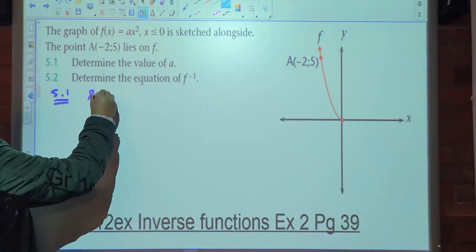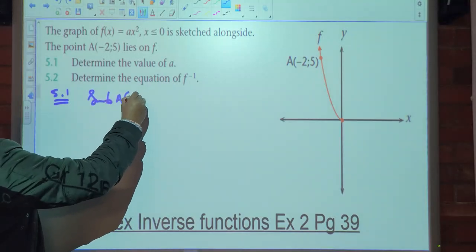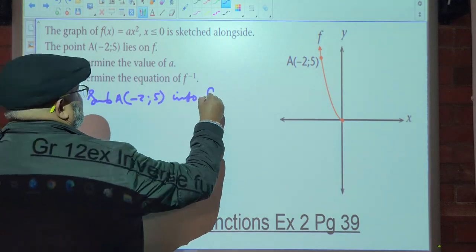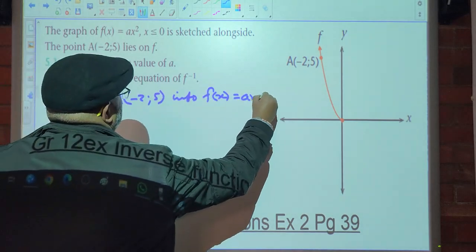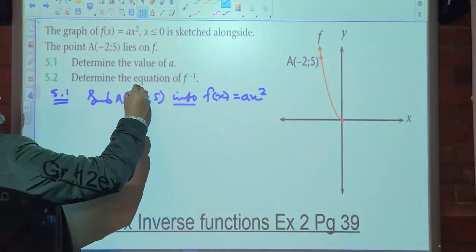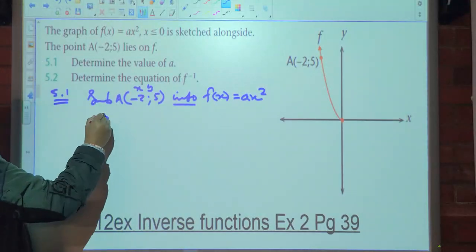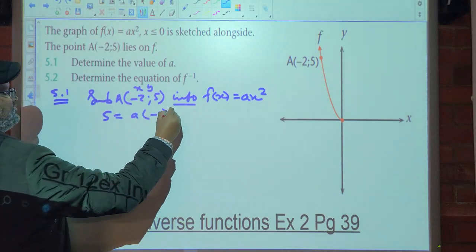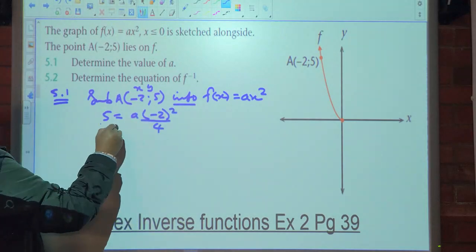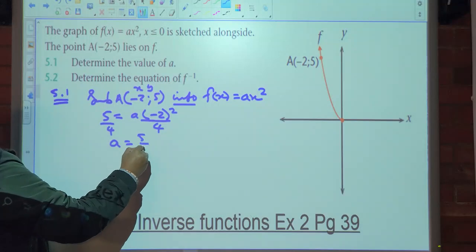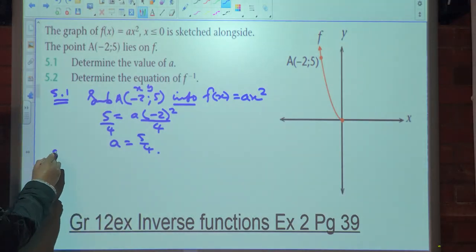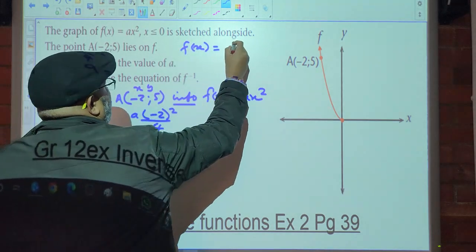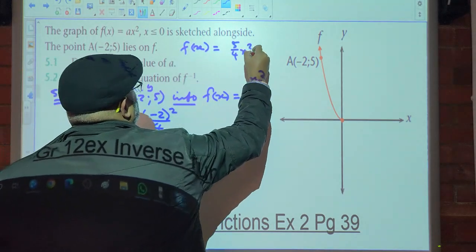So what we do is we substitute the point lying on this graph, which is A, negative 2 and 5. You substitute it into f of x equals ax squared. That's the x and the y. So 5 is equal to, remember f of x is the y, a into negative 2 squared. Negative 2 squared is 4. So a is equal to 5 over 4. 5.2. My equation now reads f of x is equal to 5 over 4 x squared, where x is less than 0.